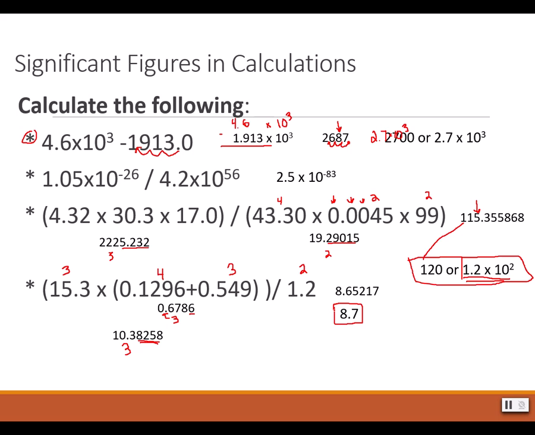So I think those are some good representative examples for using significant figures and rounding in calculations. We'll certainly do more in class and in recitation. In the next video, we're going to start to talk about dimensional analysis and SI prefixes.